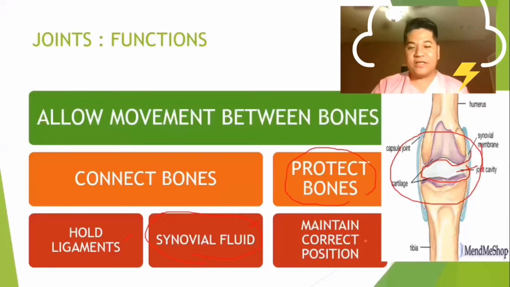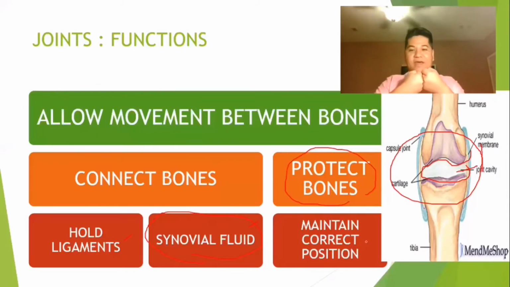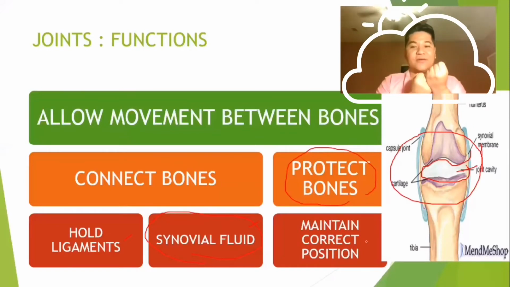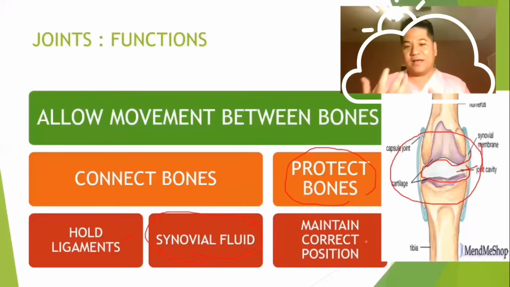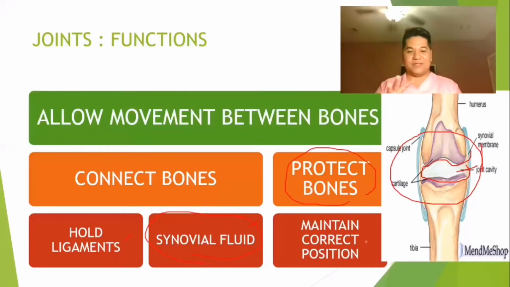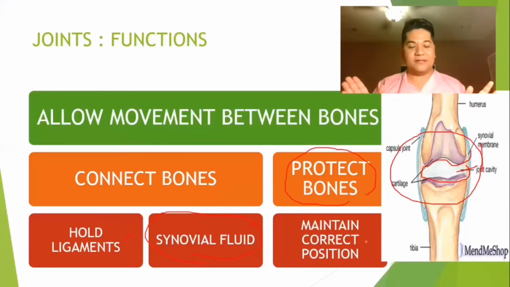Another function is to maintain correct position. That's why for every joint, if there is too much movement, it will dislocate and the posture is kind of different, like a weird position, if it's too much, like if they are hyperextended or something. So that's the function of your joints.